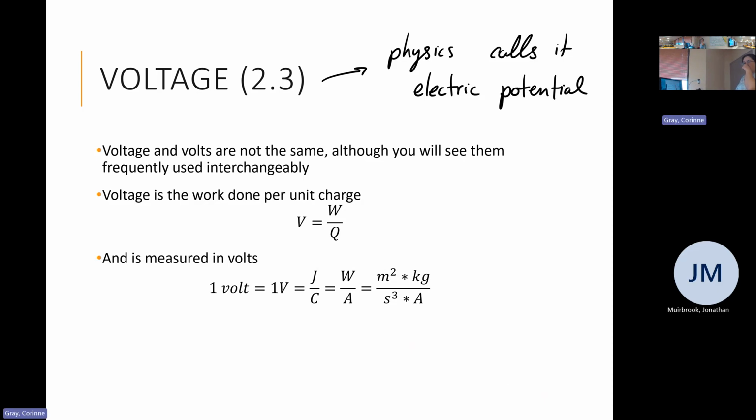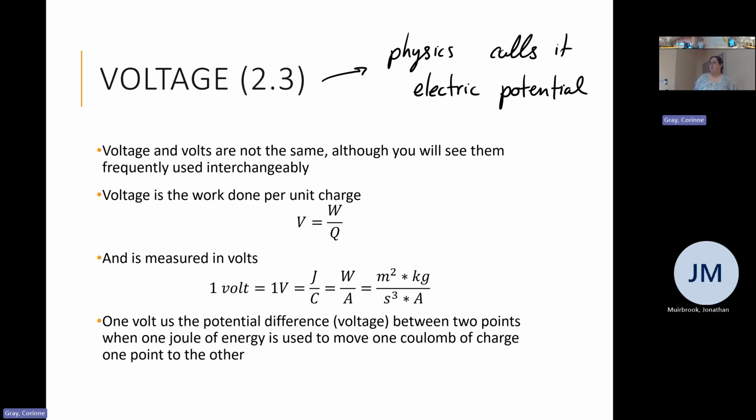Part of this has to come from another way we can describe voltage. Another way to look at the voltage is that 1 volt is the potential difference, or the voltage, between 2 points when it takes 1 joule of energy to move the charges to each other. That's a lot of jargon in there. Basically, it is a fixed amount of energy to move charges to each other.